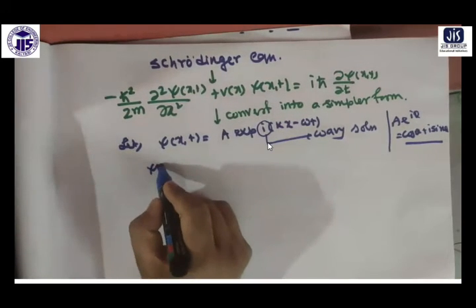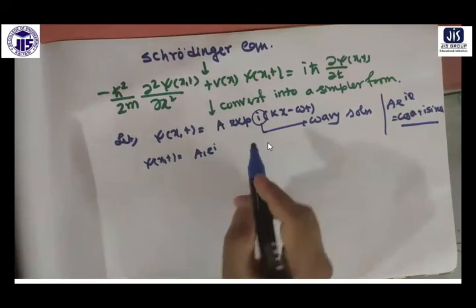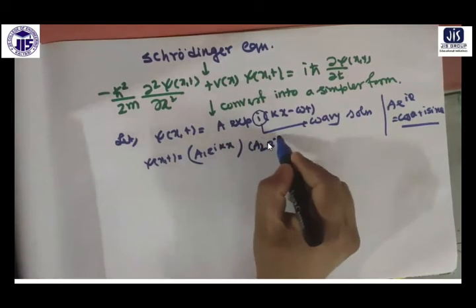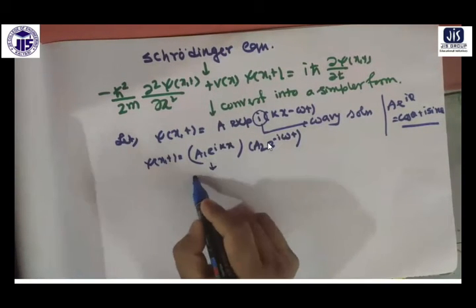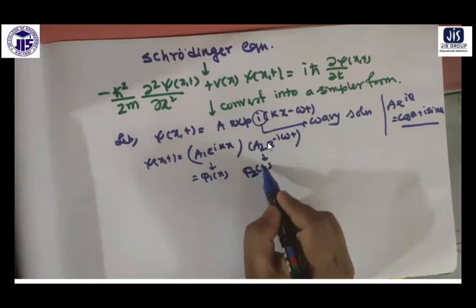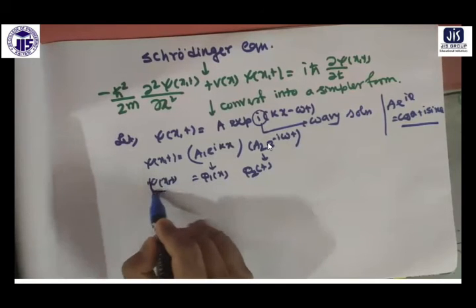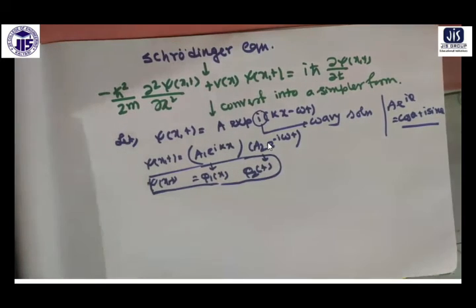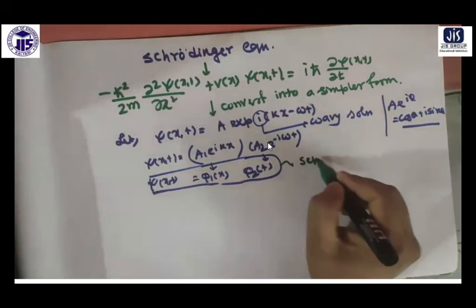We can write this in this way: a1 e to the power ikx times a2 e to the power minus i omega t. So the first term is a function of x. The next term is a function of t. Therefore, it is written as a product of two separate functions. And that is the beauty of separation of variables.